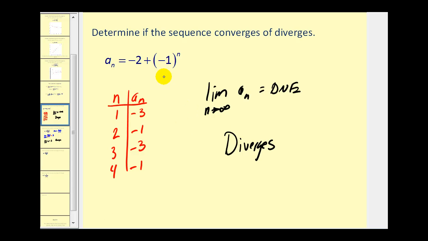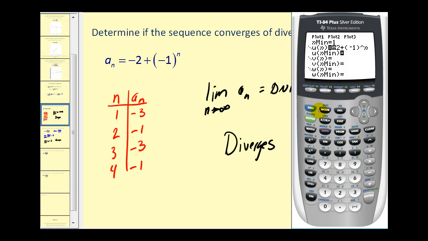This one might be worth graphing on the graphing calculator. First thing we should do is check to make sure that we're in sequence mode. In y equals, I've already typed in the formula for a sub n into u of n. N starts at 1. I'll go ahead and press graph. I've already adjusted the window because I knew the sequence alternated between negative 3 and negative 1. And if we press trace, we can see the function values in y. Again, just showing that this sequence does not converge, it just alternates between negative 3 and negative 1.